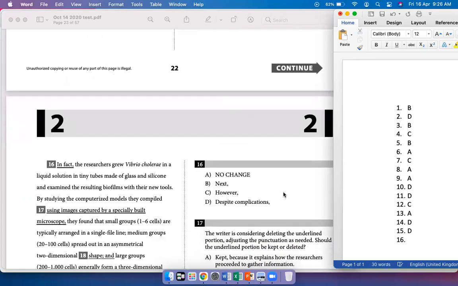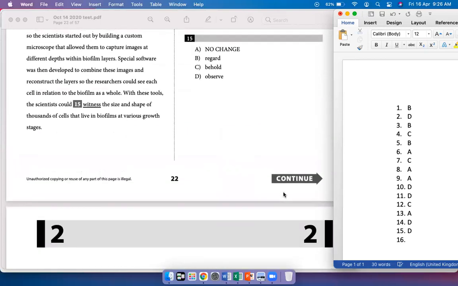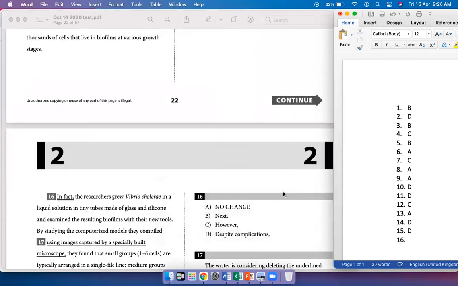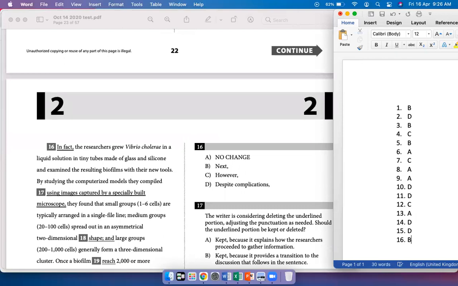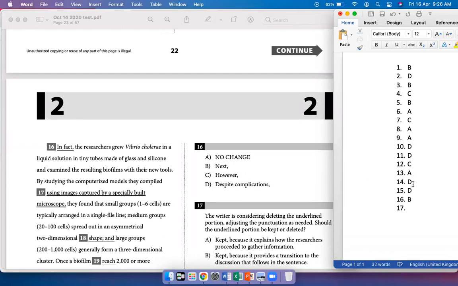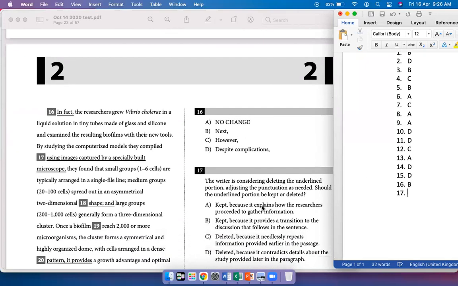So it can't be in fact, because in fact is kind of used to stress something and there is nothing you want to stress here. It is not however, there is no contrast here. And there is no mention of complications in the previous sentence, right? So next is the best way to continue. Next, the researchers grew Vibrio cholerae in a liquid solution in tiny tubes made of glass and silicone and examined the resulting biofilms with their new tools.